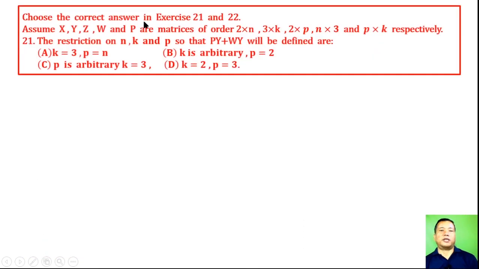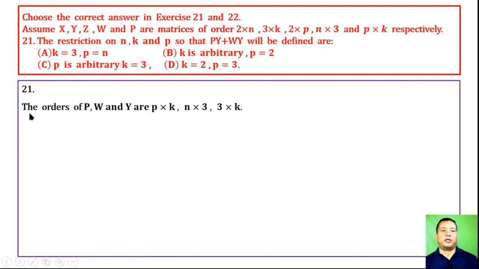Choose the correct answer in exercises 21 and 22. Assume X, Y, Z, W, and P are matrices of order 2 by n, 3 by k, 2 by p, n by 3, p by k respectively. The restriction on n, k, and p so that PY plus WY will be defined are.